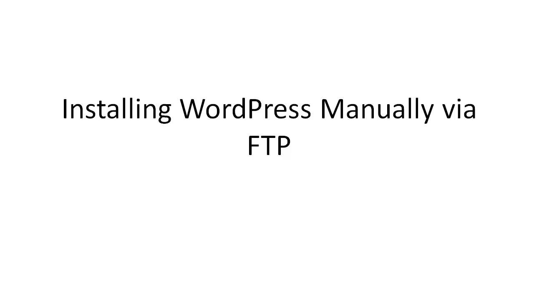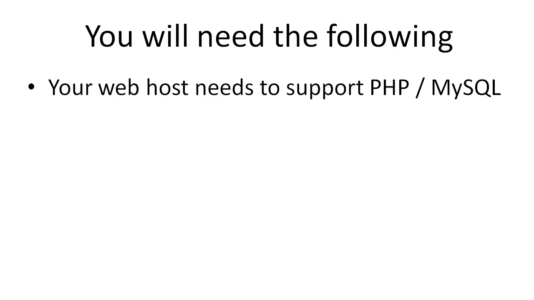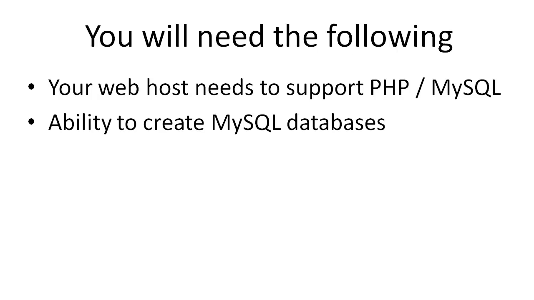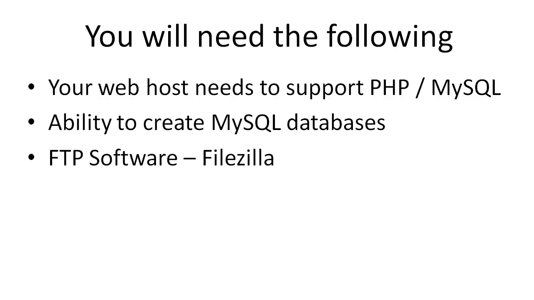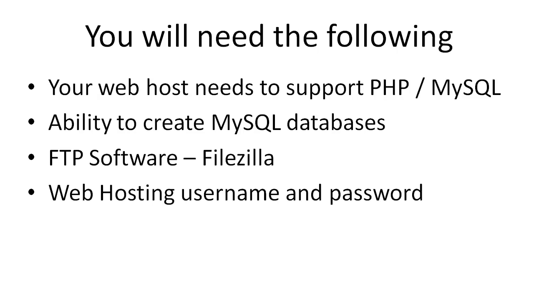In this specific video, you're going to learn how to install WordPress manually via FTP. In order for this to work, you're going to need the following. Your web host needs to support PHP and MySQL. You need the ability to create MySQL databases. You're going to need to have some sort of FTP software. In this case, I recommend FileZilla. And you're going to need to have your web hosting username and password and the WordPress files. So I'm going to show you how to get all of this stuff and use it to install WordPress manually.